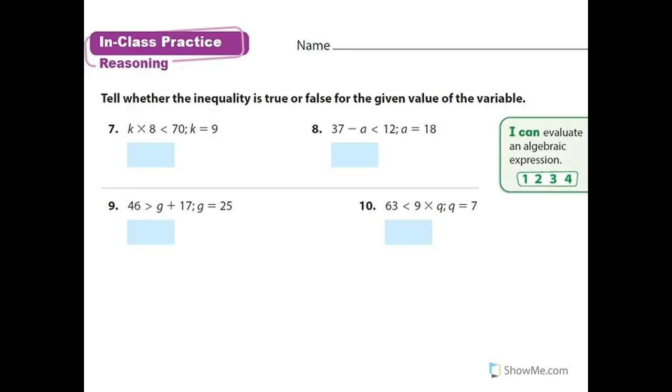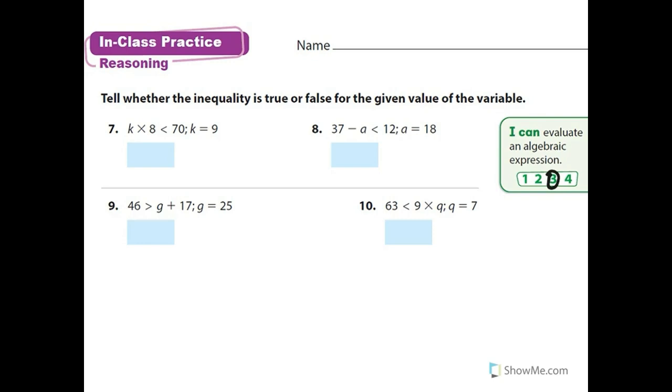Alright, so we're going to evaluate an algebraic expression. Hopefully you'll be able to do that on your own. So tell whether the inequality is true or false given the value of the variable, right? So we're going to do some more of this. Alright, I'll do number 7, you can do number 8.